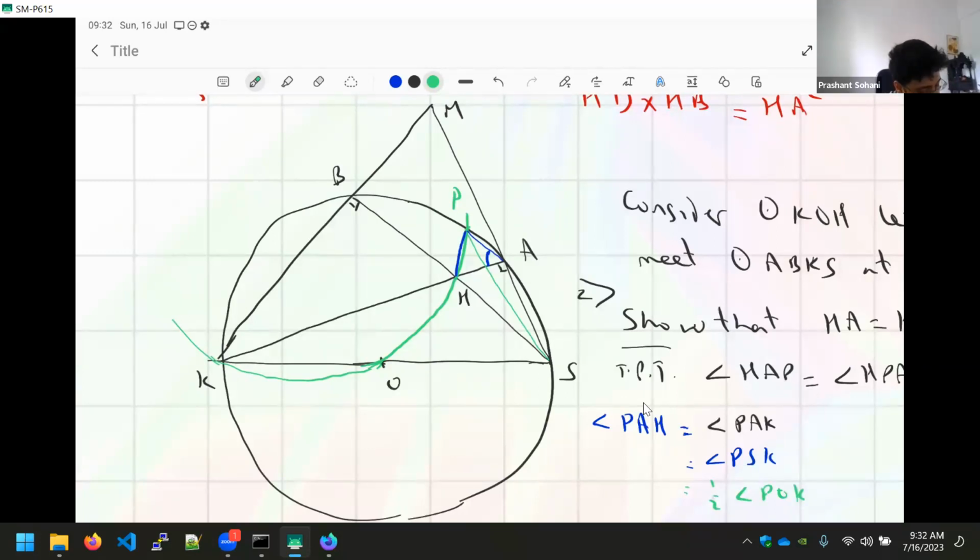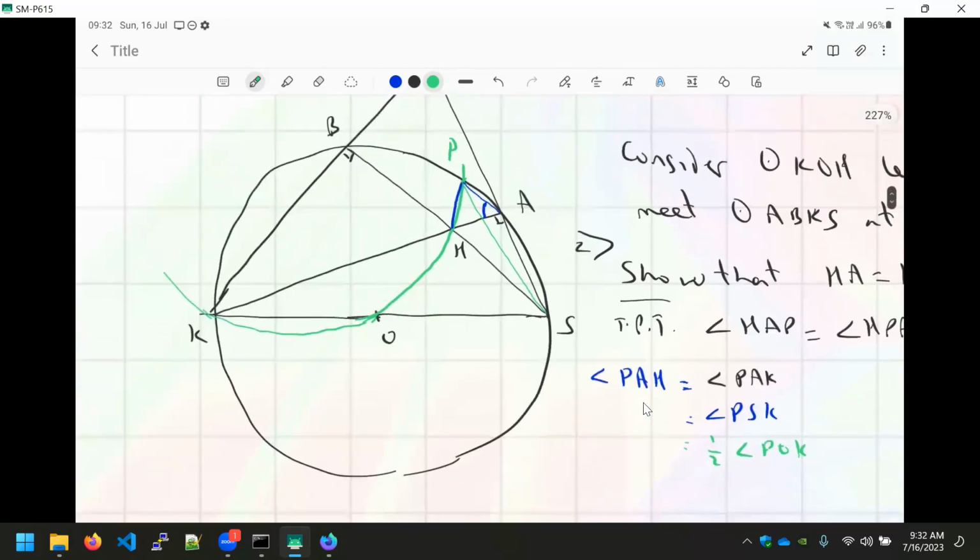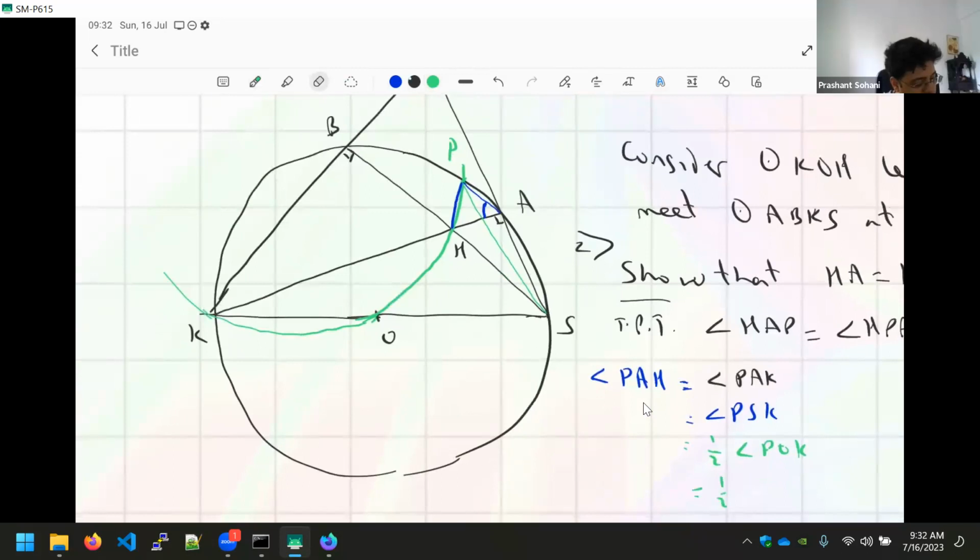Once I'm on the green circle, again, I can try to chase some angles. So how much is POK going to be equal to? PHK. PHK, correct? So I'm sort of completing the loop here. If you see that I started with something related to triangle PAH, and finally, PHK is just the exterior angle. If you see, PHK is the exterior angle of PHA.